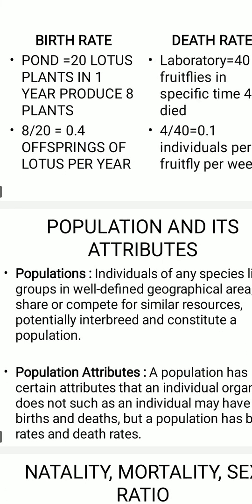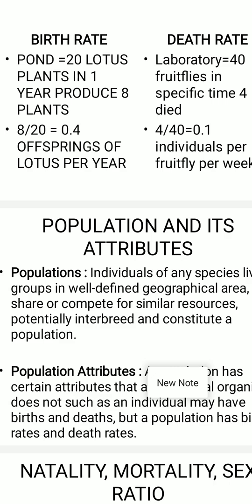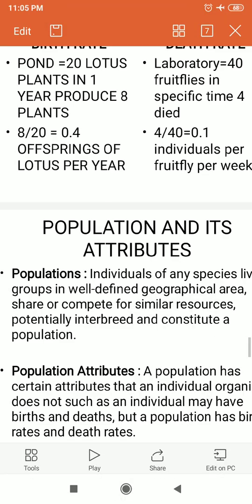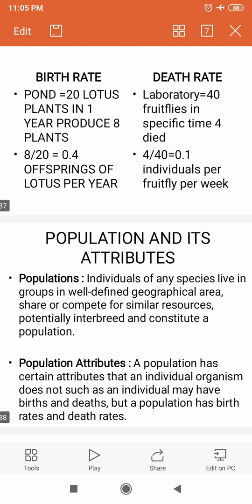Then, population and its attributes. As I already told, population indicates the group of individuals of a particular species living in a specific geographical area, which either share or compete for similar resources, potentially interbreed, and also perpetuate the species, continue the generations, and that actually constitutes the population.